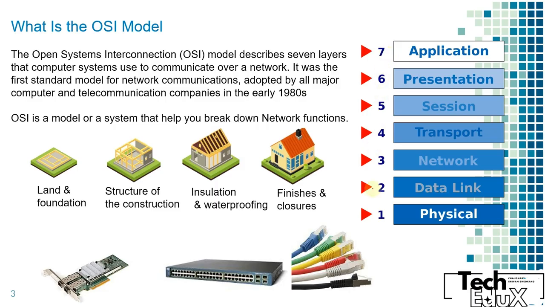Either you can start from the bottom up approach or the top down approach. Whatever is feasible for you, you can do it. But I will start with the top since this is the first one. Although physical is the first one from the bottom, the application always comes first when it is represented, but it is your seventh layer of the OSI model. So application is layer seven. Then we have the presentation layer, session layer, transport layer, network layer, data link layer, and physical layer.